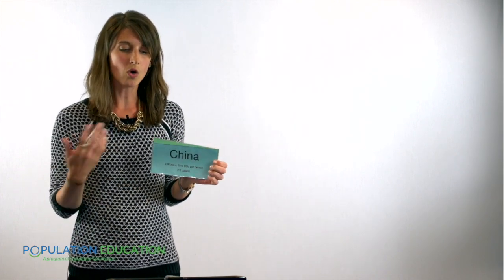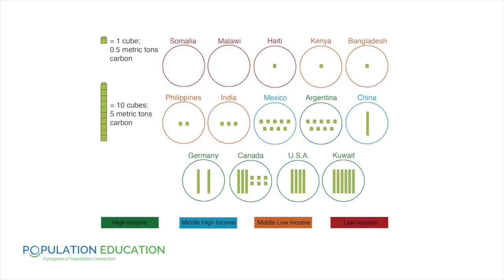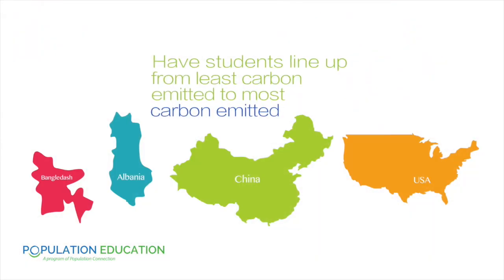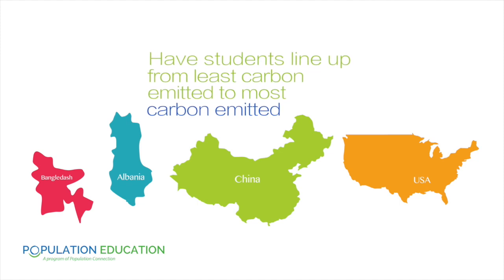Now, if we had a whole class represented, what you would see is something similar to what you see on your screen. So we've got Somalia and Malawi with 0 carbon cubes, Haiti, Kenya, Bangladesh with 1. On the other end of the spectrum, we've got Kuwait with 60 cubes, so that could be 6 stacks of 10, the United States with 40 cubes, and so on. At this point, you'll want students to line up in order from least carbon emitted to most carbon.